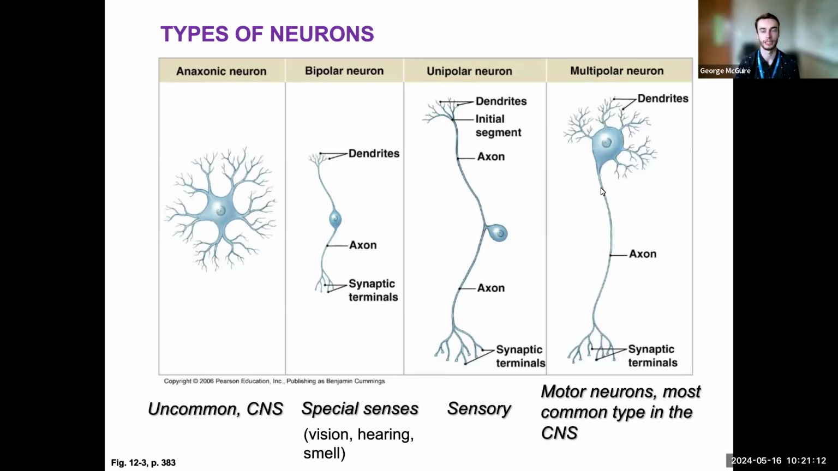These are the most common types. Unipolar are typically found in our sensory pathways. Multipolar are typically found in our motor pathways and are the most common. And then these other two are really just found in some special senses.